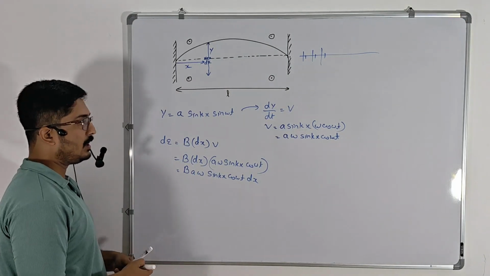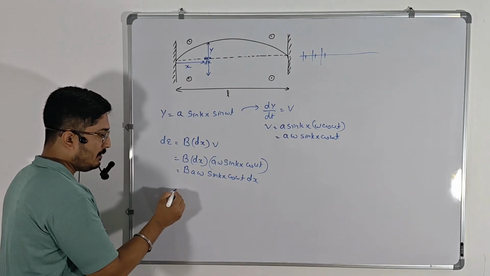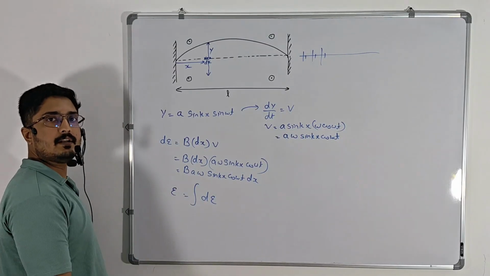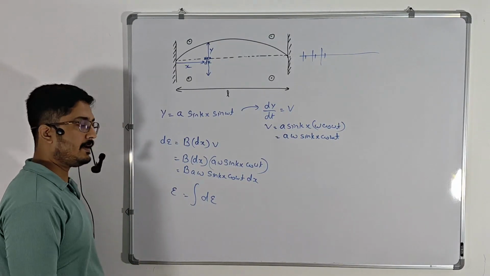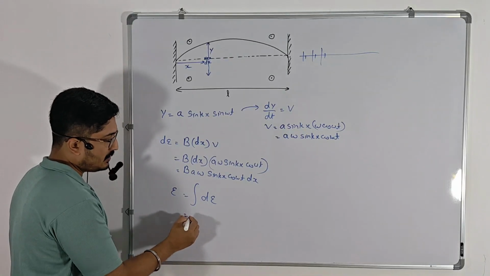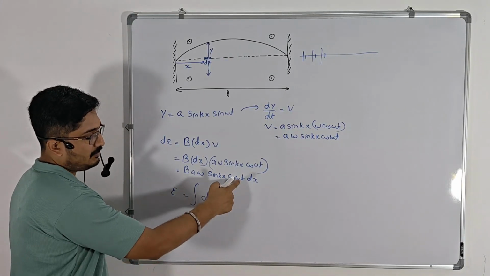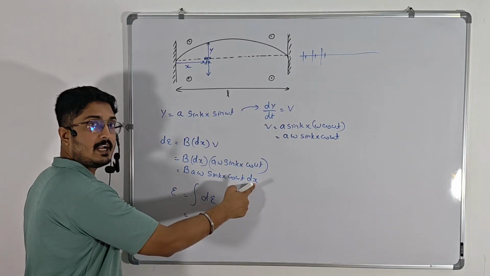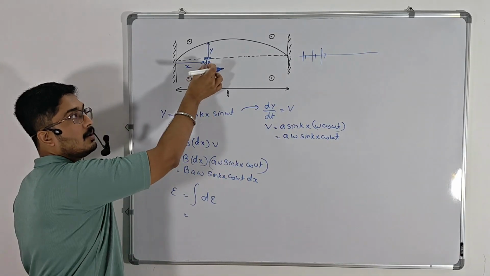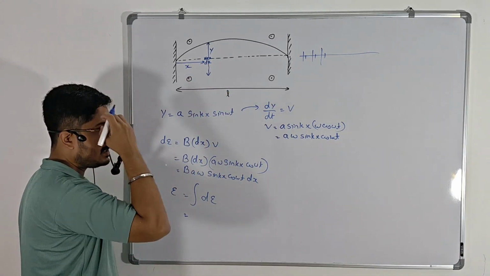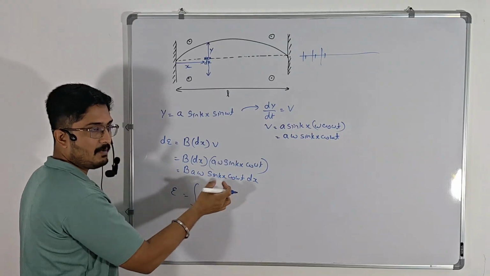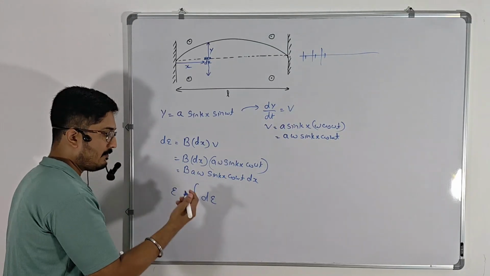So I can find out the total EMF. That's the whole point. Total EMF is equal to integration of dE. Because they're connected in series, the EMF should basically be added. So integrate it. What are the variables here? I'm integrating with respect to x, because right now I found out EMF at a particular location. I want to find it everywhere. So integration is happening with respect to x. So this x term is a variable, remaining everything is a constant. So take everything outside.